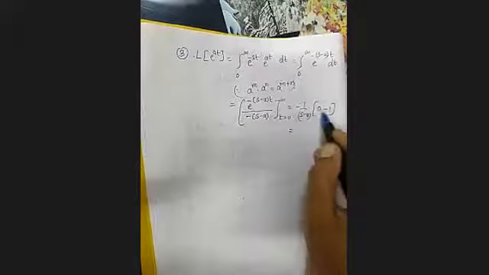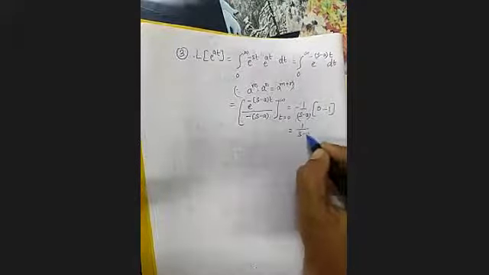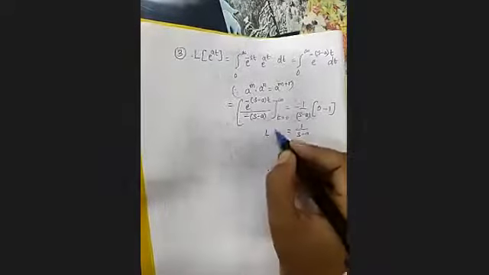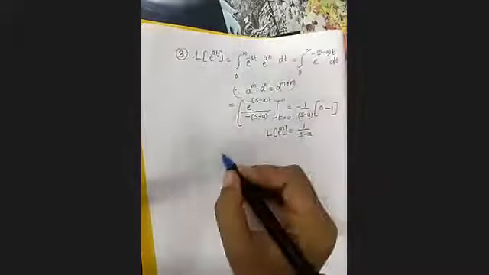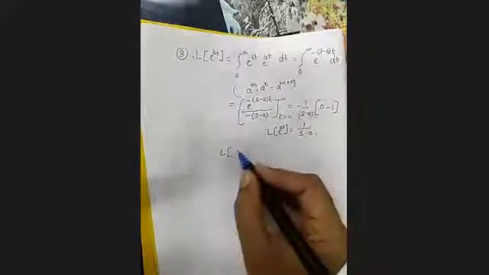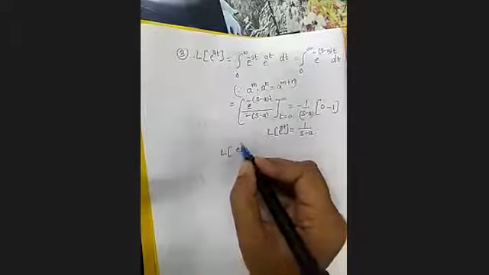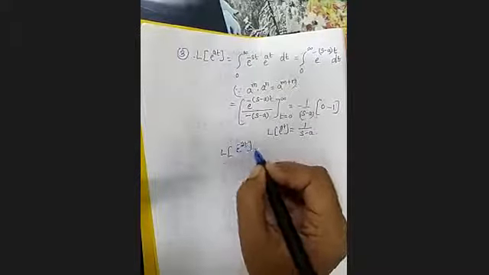Now just multiply. This is 1 upon s minus a. So what is Laplace of e raised to at? 1 upon s minus a. Similar to this, what is Laplace of e raised to minus 2t? 1 by s plus 2.